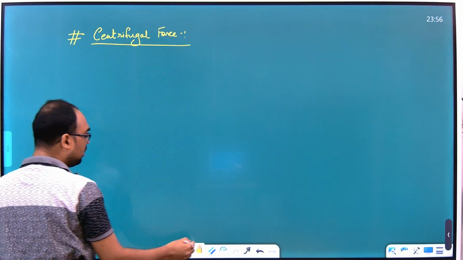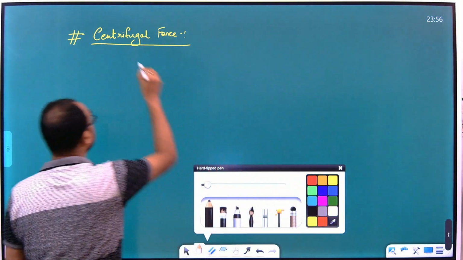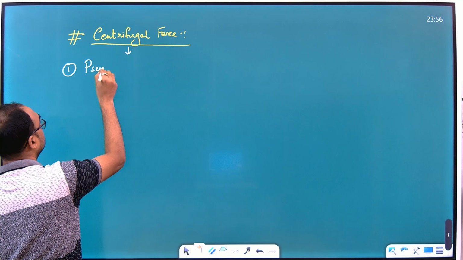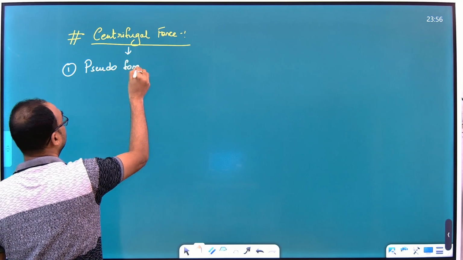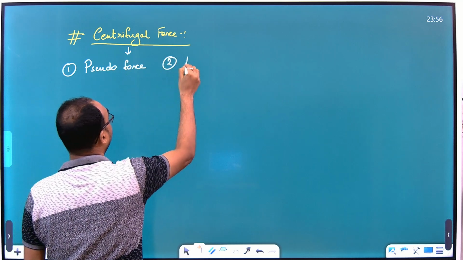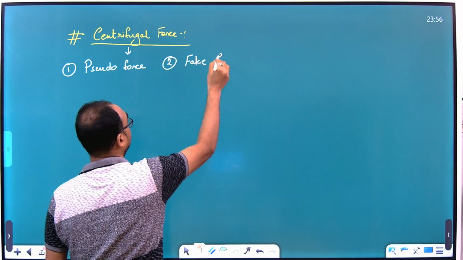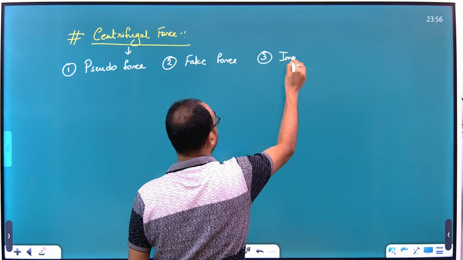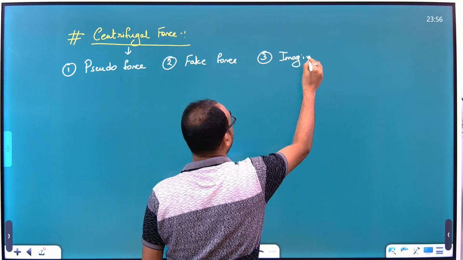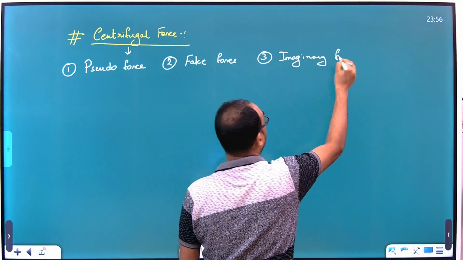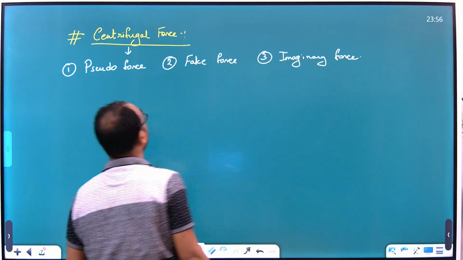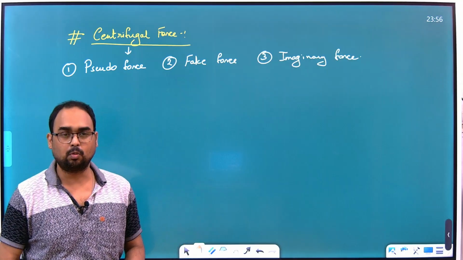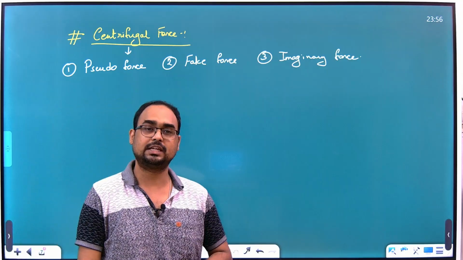Now, the centrifugal force has been known by many names. Number one, it is known as a pseudo force. Number two, fake force. Number three, imaginary force. These are the names of the same centrifugal force. So why do so many names occur? What is the basic concept of centrifugal force?